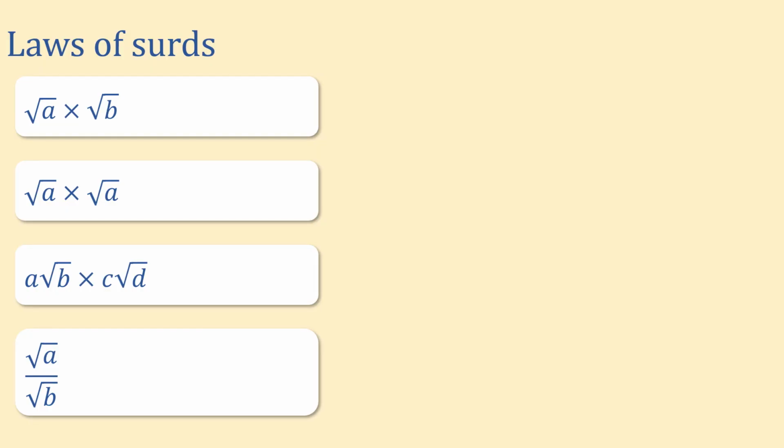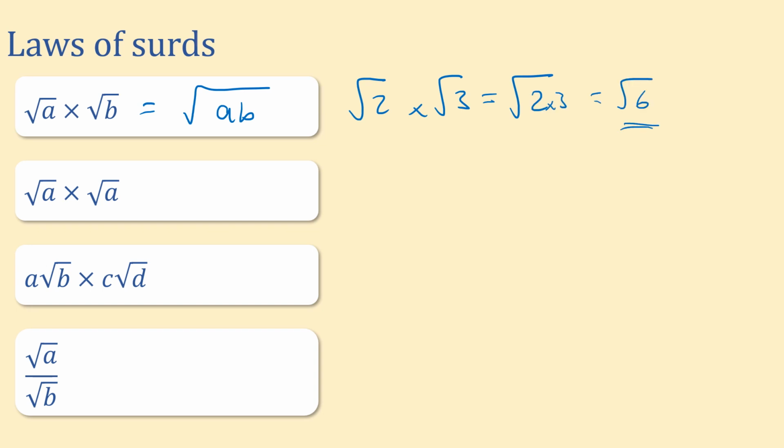So here are the four basic rules of surds. The first one is about multiplying surds. If I multiply two surds, the square root of a multiplied by the square root of b, they can all be squashed under the same square root. So that is equal to the square root of a times b, or just the square root of ab. For example, the square root of 2 times the square root of 3 is the square root of 2 times 3, which is root 6. So we can squash things all under the same surd.